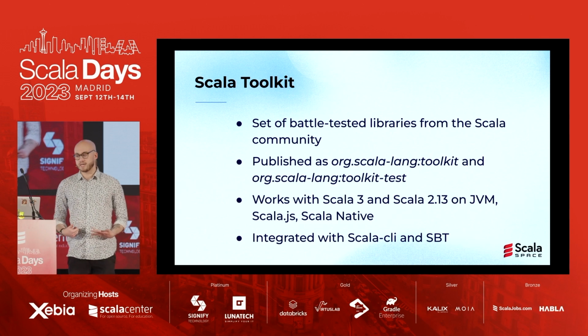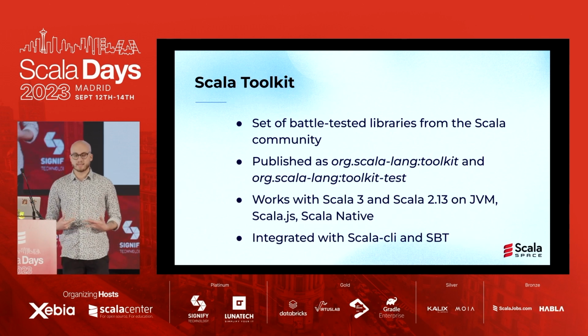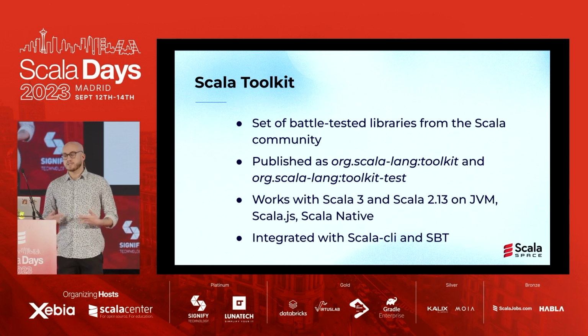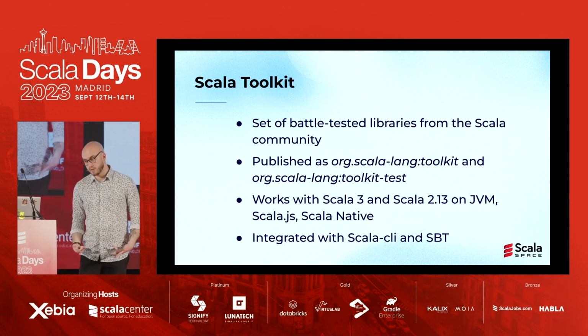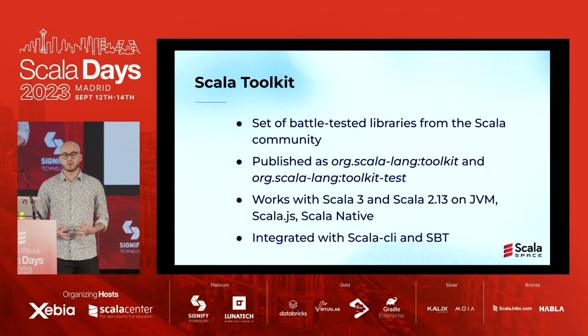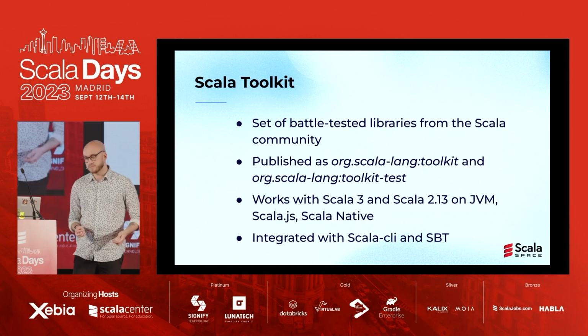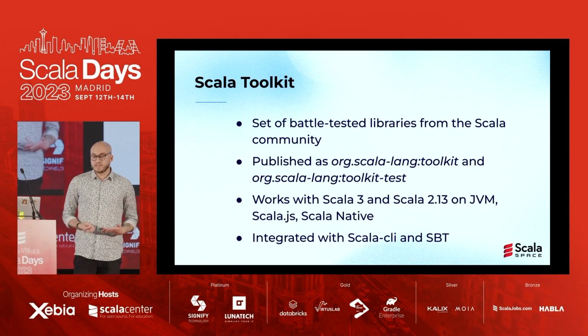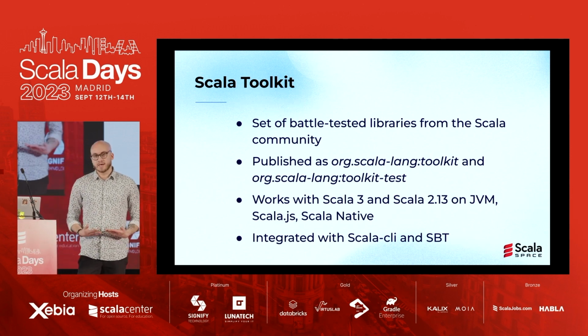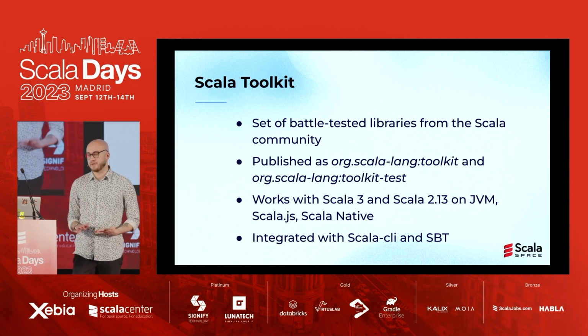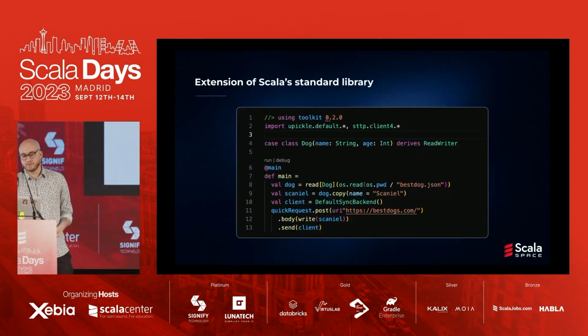It is published as Toolkit and Toolkit-test in the Scala organization. There are two artifacts because one is for the main scope and one is for the test scope. It's very important to us that it works on all the platforms that Scala supports. So it works on JVM, Scala.js, and Native, with the simple exception of working with processes, because it's hard on Scala.js. It's also integrated with Scala CLI and sbt, so everyone that wants to use the Toolkit can have the smoothest and simplest experience when doing so.